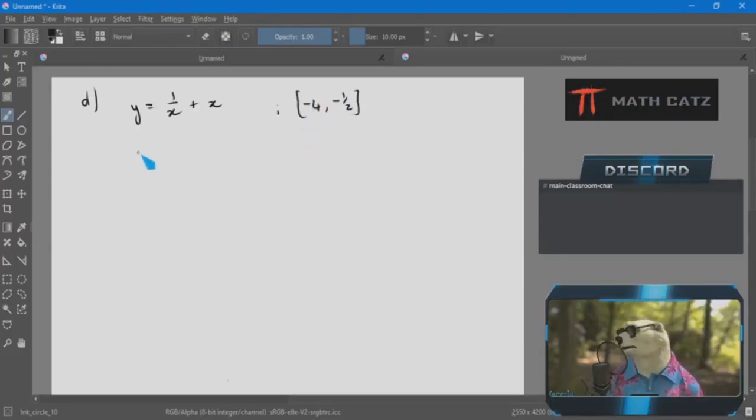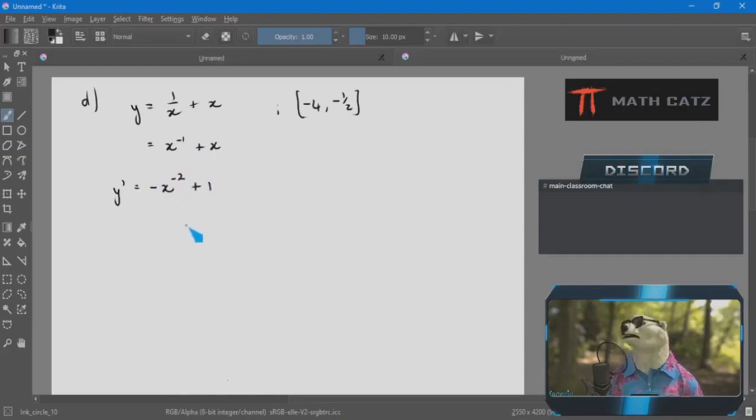Okay. So now I want to find, are there critical points, and do any of the critical points fall in that interval? Let's hope there is something this time. So of course I'm going to write this as x to the -1 plus x, so that my derivative just consists of basic properties. -x to the -2 plus 1.